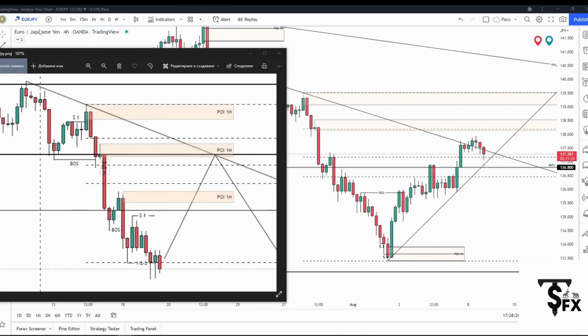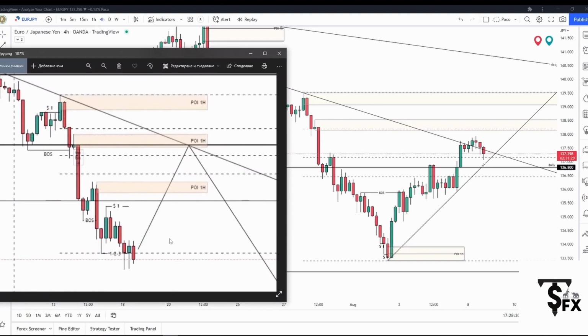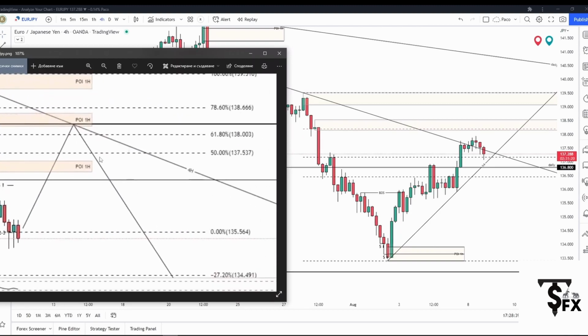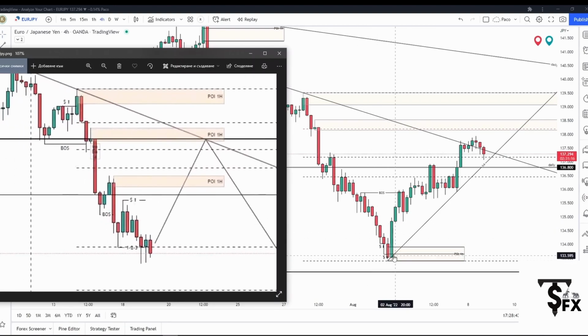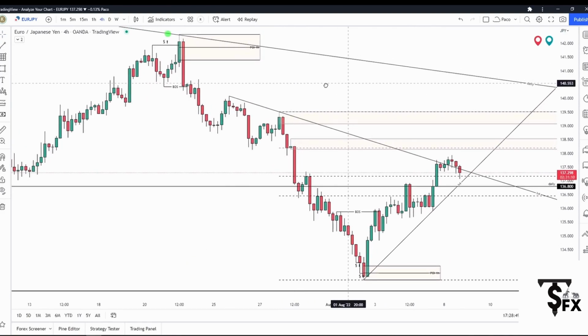This is Euro JPY. This is the analysis from the last week. From here there is the impulse wave, and from this level over here we expected a retracement to the trend line. This is the 4-hour trend line, and let's see what happened to the price. Well, there is the retracement. Now what we expect for the next week.